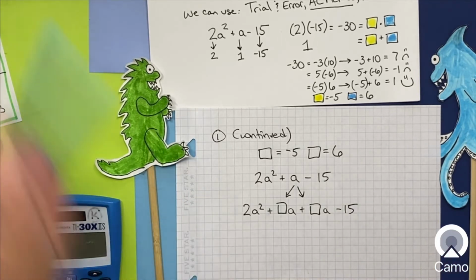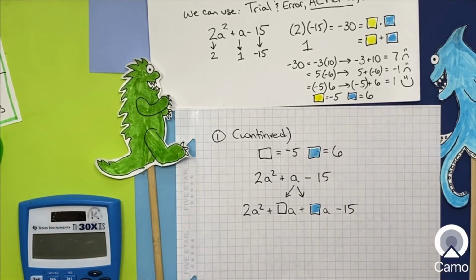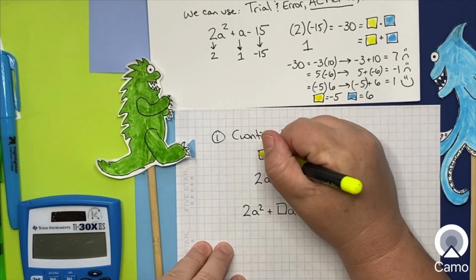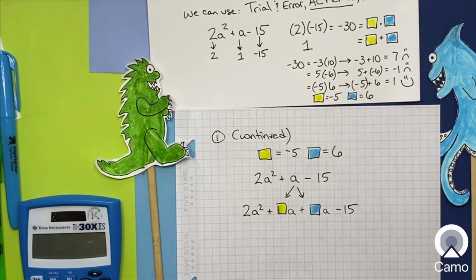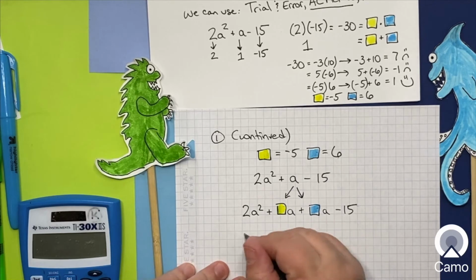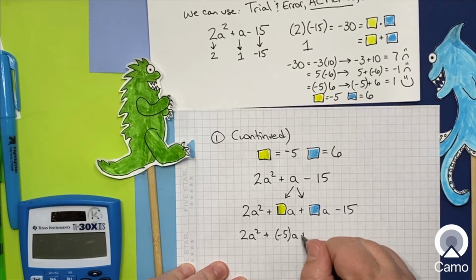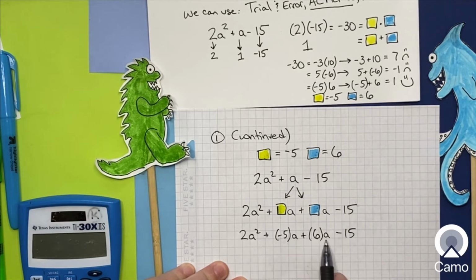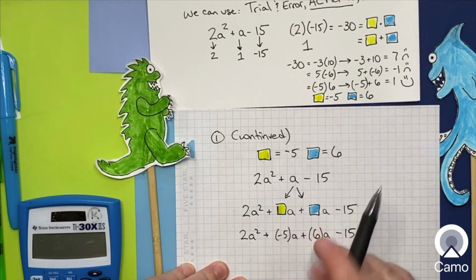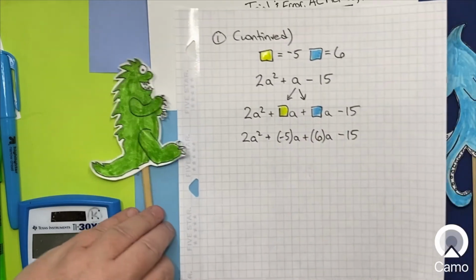minus 15. So I put off coloring this so I could color it all together. There we go, the blue ones on the yellow ones. We find these two numbers which we use to split up. So we add 1 times a, and in place of that, I'm going to put in a -5a plus a 6a. Now, -5a plus 6a is a. So I'm just splitting this up. I'm not changing the value. I'm changing the way it's written, but I'm not changing the value of what we've got written down there.